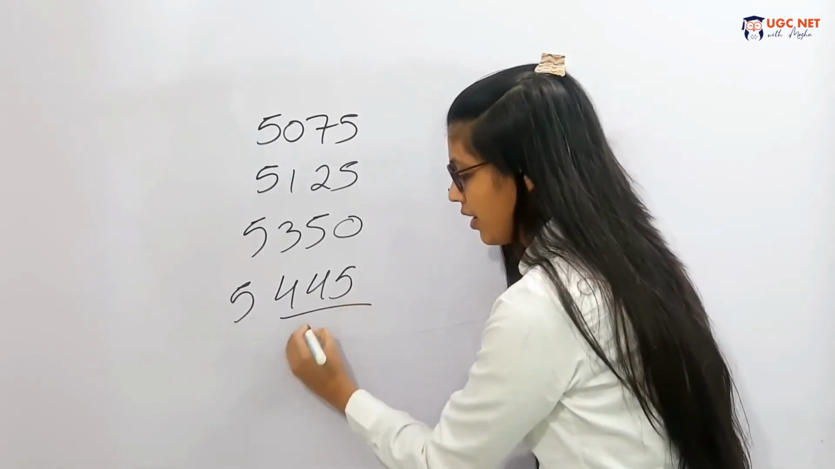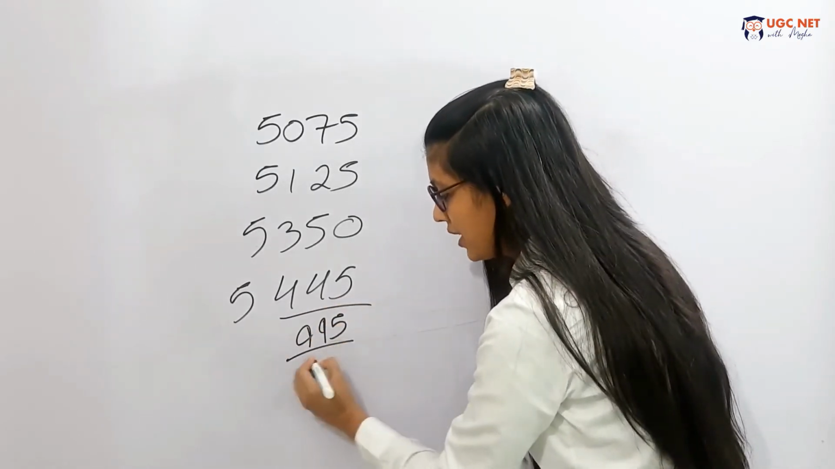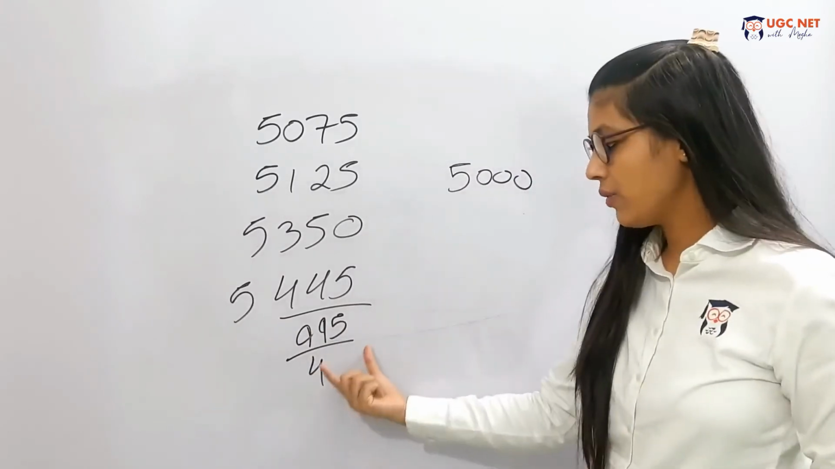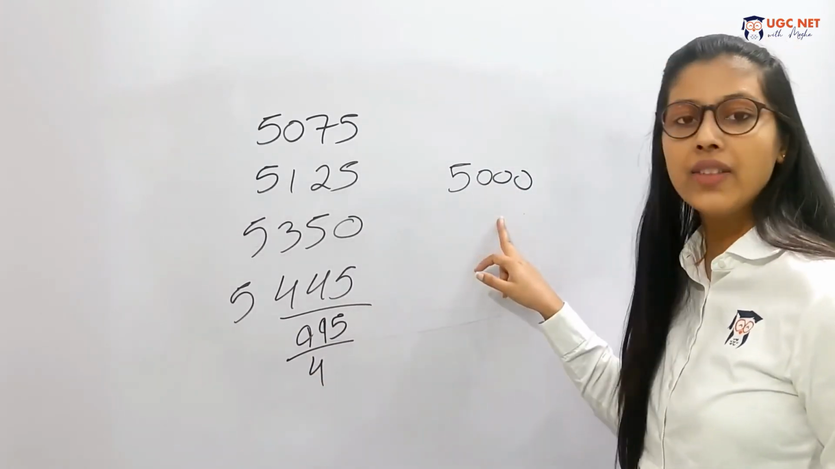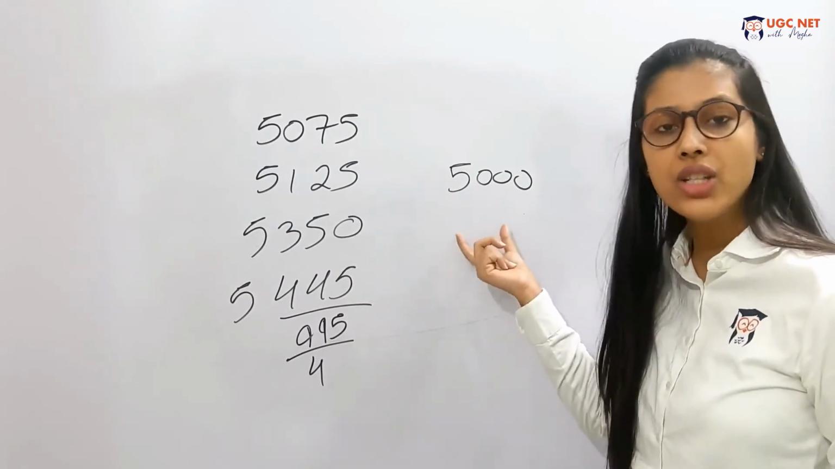So the total here is 995, and now you simply need to divide it by 4. This would make your calculation faster, and whatever the answer comes out, you will add it to 5000. That will give you the average value.